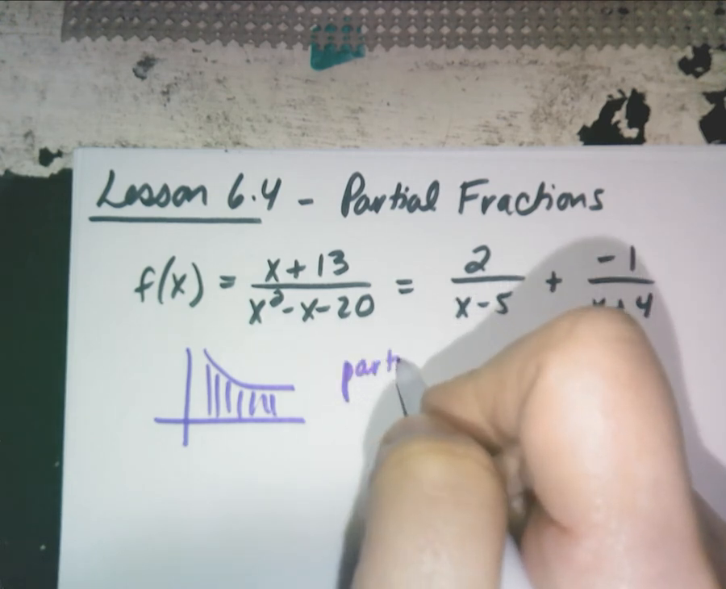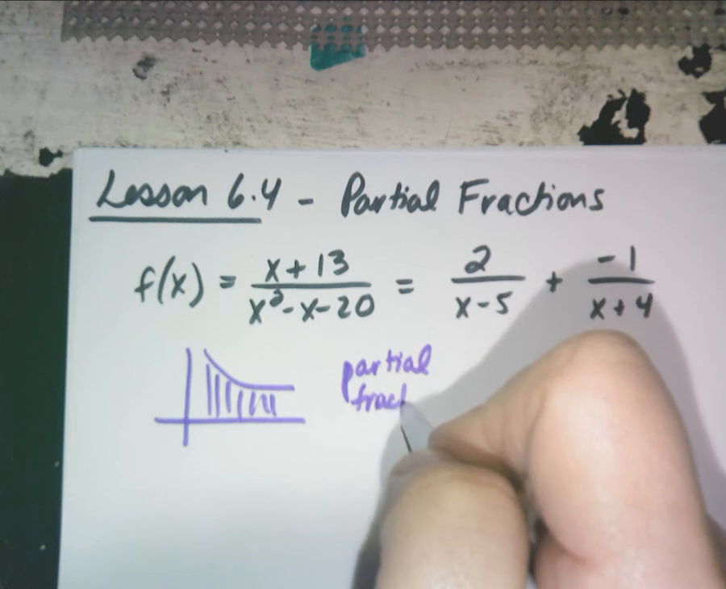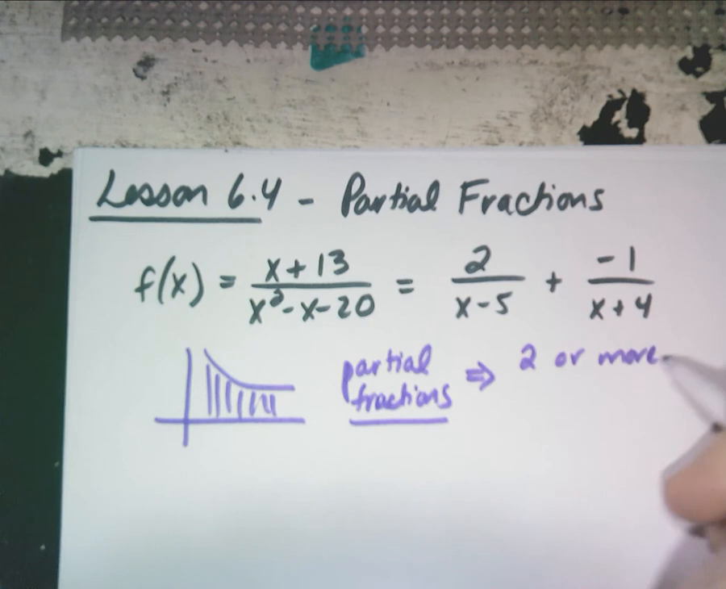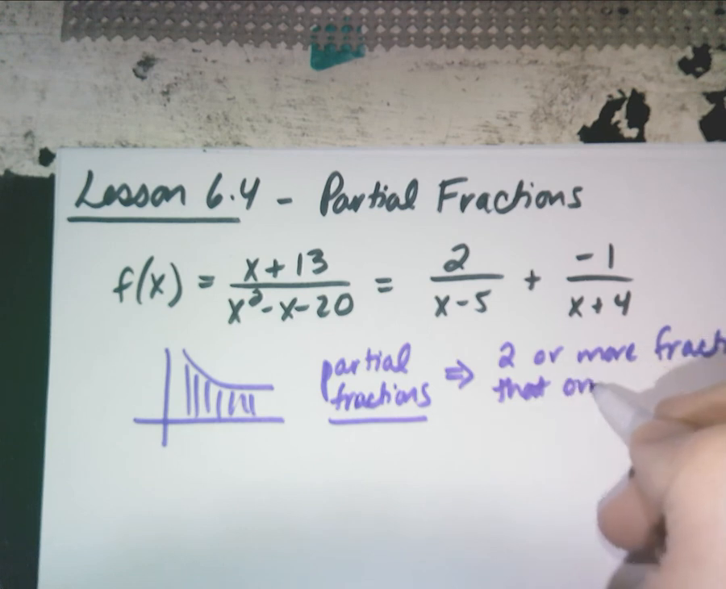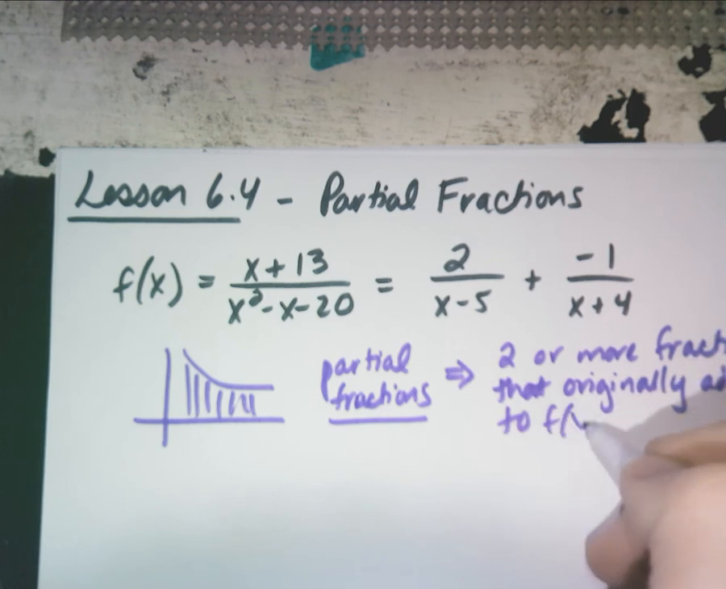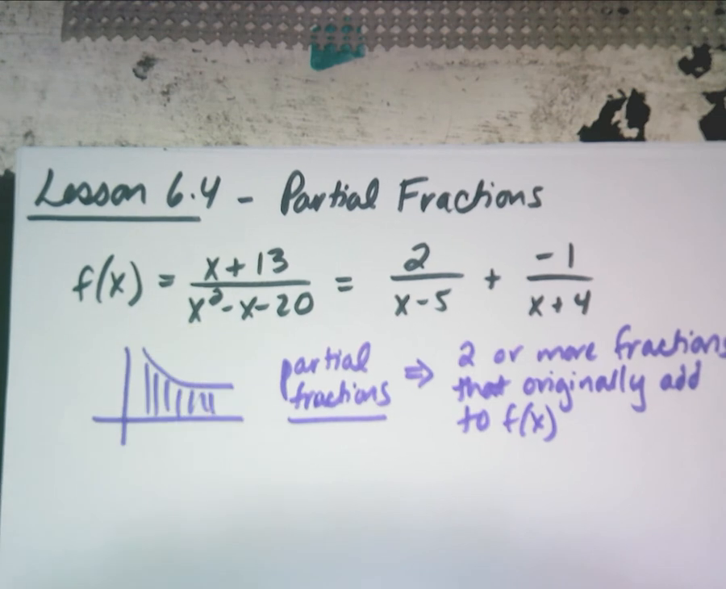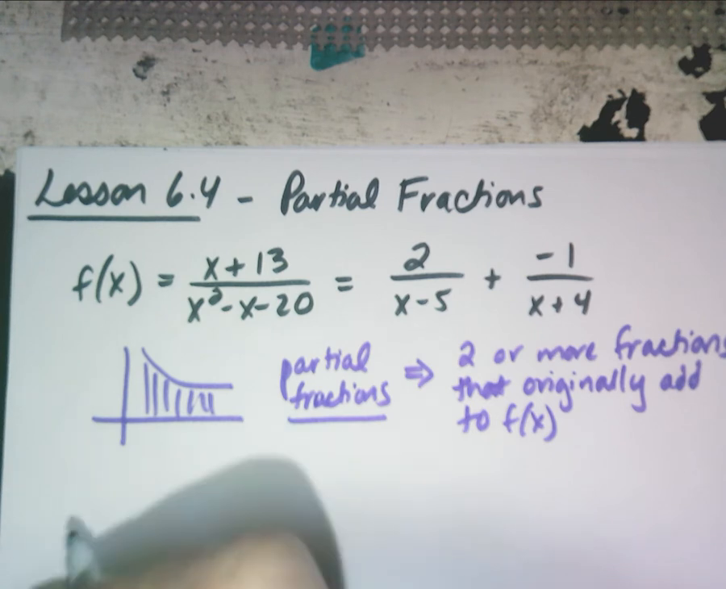By definition, partial fractions just means that you have two or more fractions that originally add to f of x. So these two fractions add to this original function right there. That's all a partial fraction is, and that's all we're doing today. We're going to learn to decompose it. Next year, you'll learn to integrate them and find the area under a curve, which will be so much fun, okay?